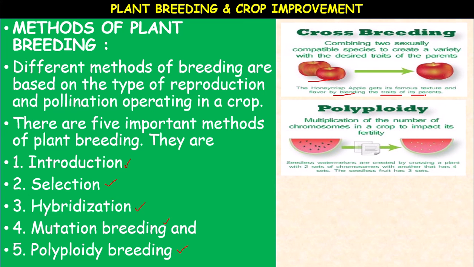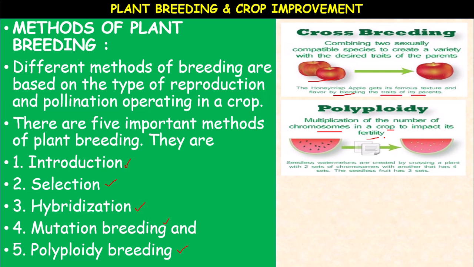Okay. Polyploidy is the multiplication of the number of chromosomes in a crop to impact its fertility. We know that every chromosome consists of genes which express the traits or the characters. If more genes are present, the more qualities, the more characters we are able to see. The multiplication of the number of chromosomes in a crop to impact its fertility is called polyploidy.